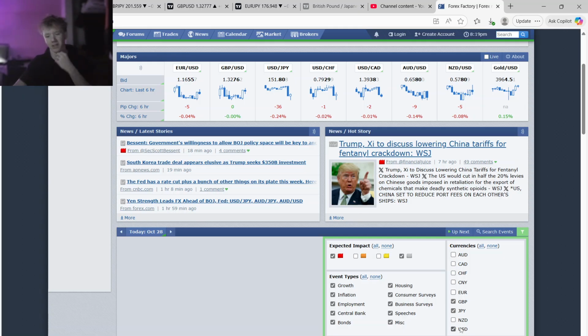So definitely have USD in here. I would recommend it at least. And then whatever your pair is, like if you're trading something exotic like Euro CHF, I don't even know what that stands for to be honest. I don't trade that. My apologies. So whatever your pair is, and if USD is going to affect it at all, select USD. So I do GBP, JPY, USD.